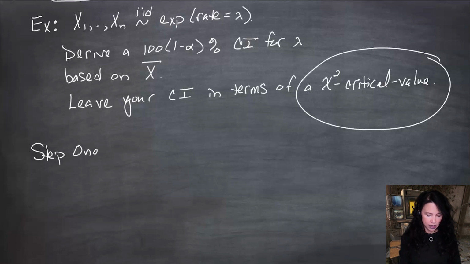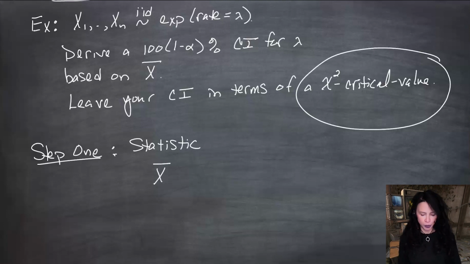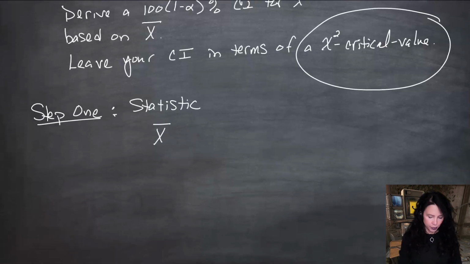Step 1 is to choose a statistic. Each time I write this, I'm getting briefer and briefer. But that has been done for us. We're going with X bar. I write out step 1 just for completeness here.